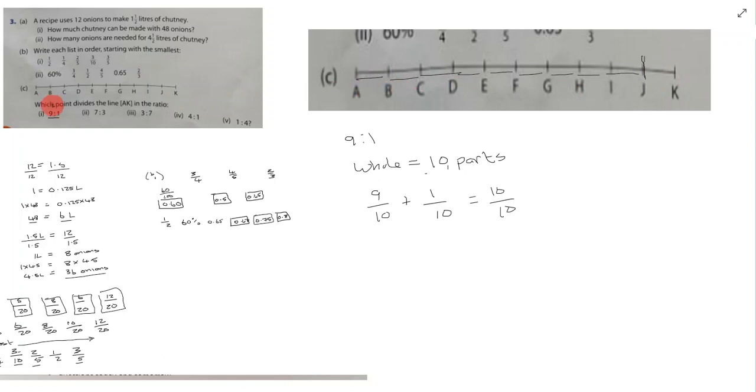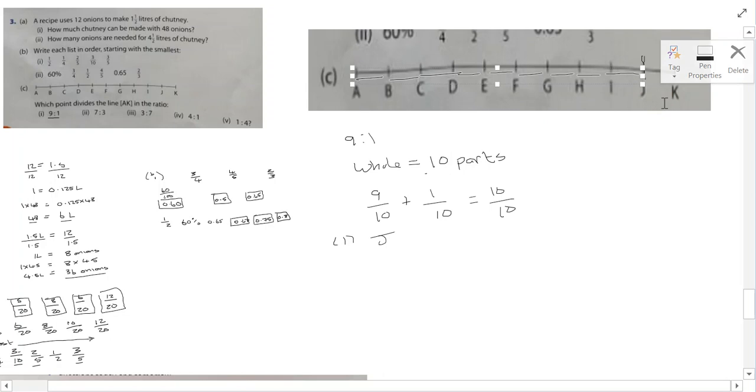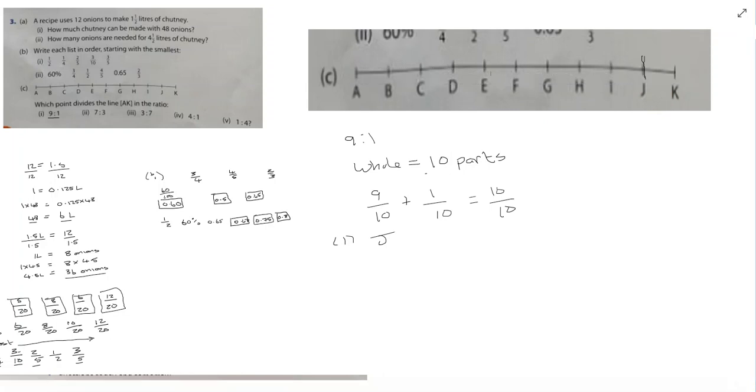So the answer to this, which point divides the line AK into the ratio 9:1, is that the point J splits it up into this ratio 9:1. So the first one is J. Okay, so that's that one. Let's just get rid of the lines.